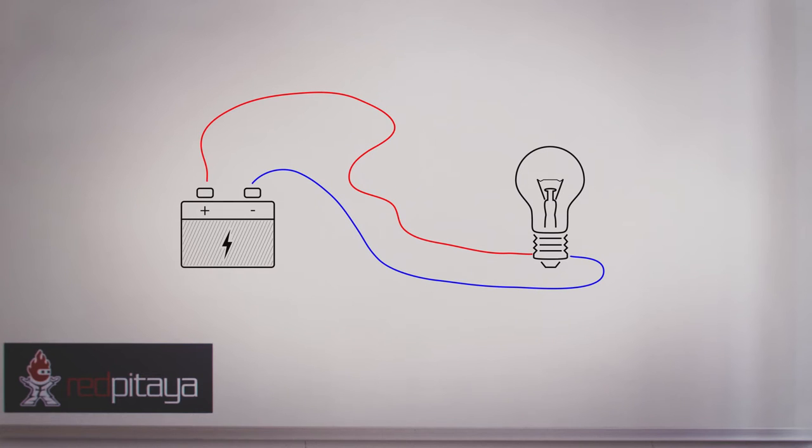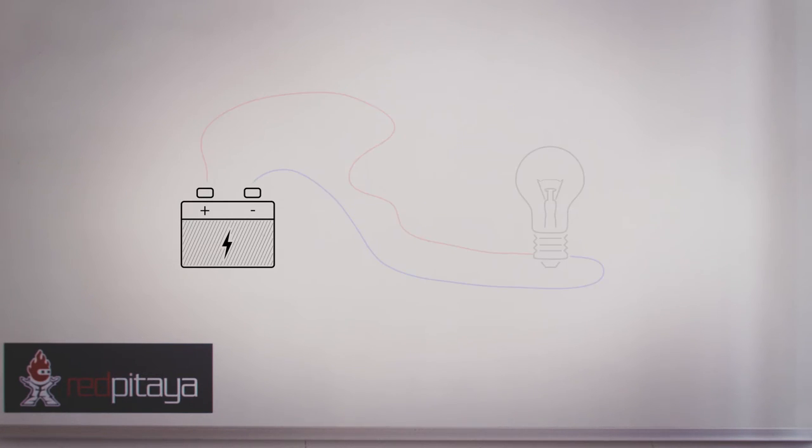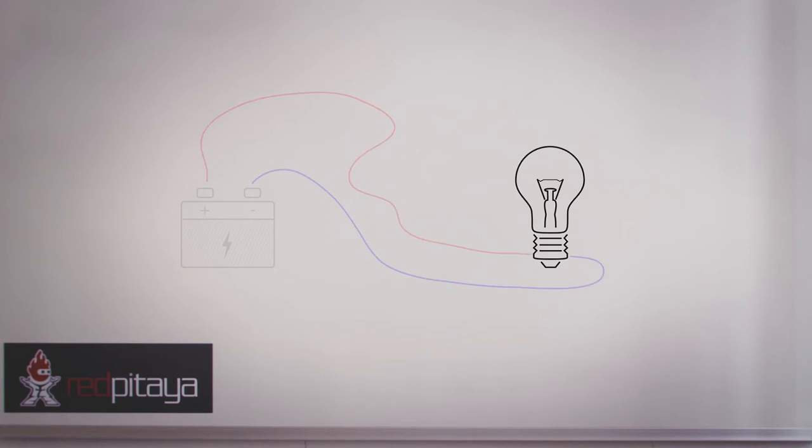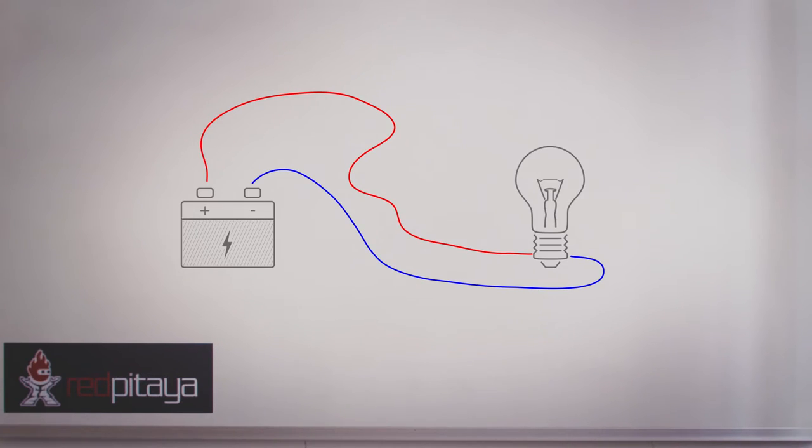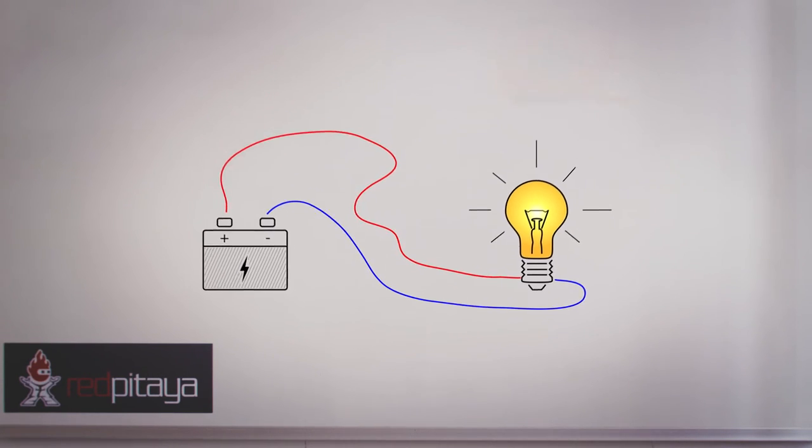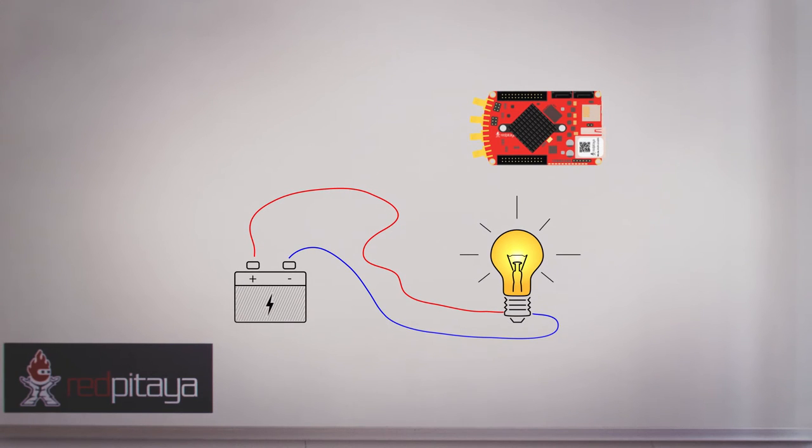Let's take a simple circuit shown here and see how voltage measurements are done. The circuit consists of a battery, light bulb and connecting wires. Battery voltage will run electrical current through the closed circuit and the light bulb will start glowing. For measuring battery voltage, we need to connect an oscilloscope probe parallel to the battery and connecting wires.